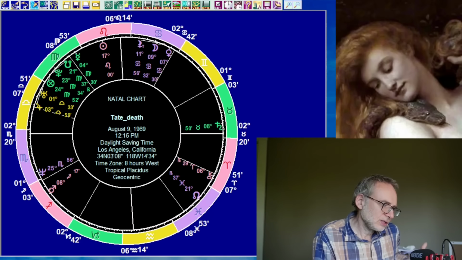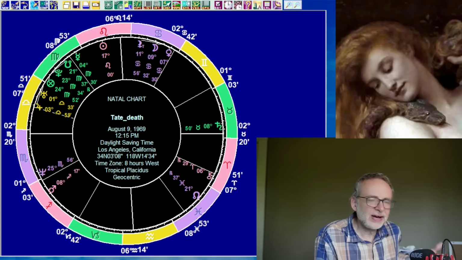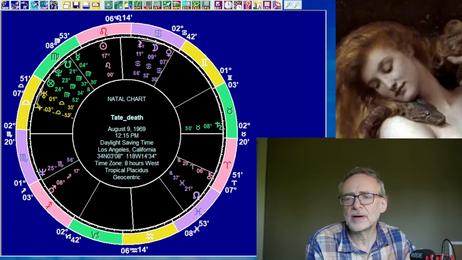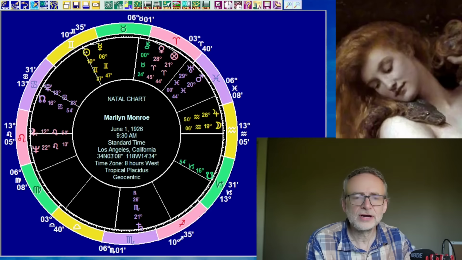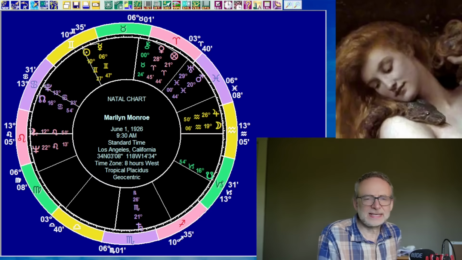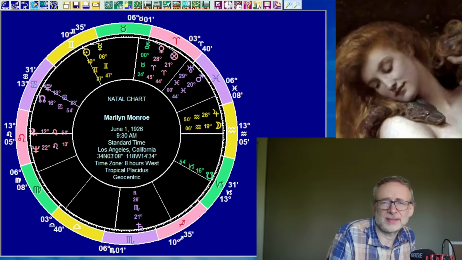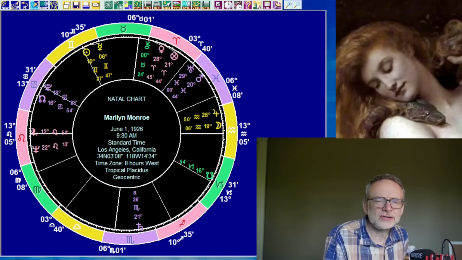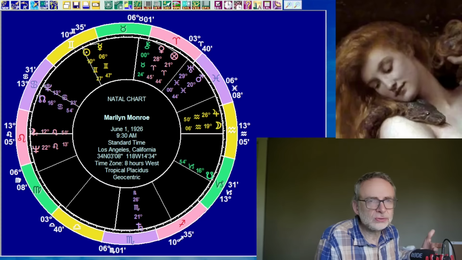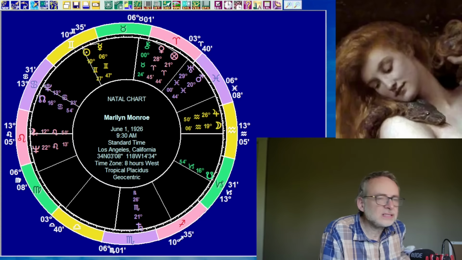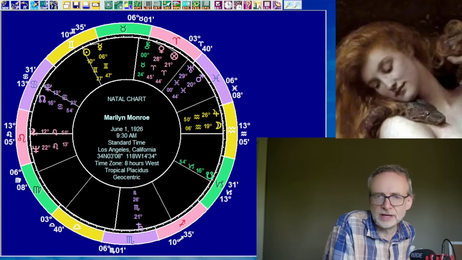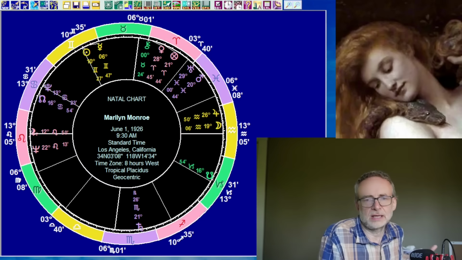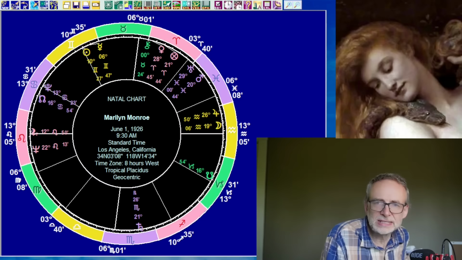And the final iconic figure is Marilyn Monroe. Marilyn Monroe has Lilith exactly rising, true Lilith, exactly on her ascendant. You can read all sorts of things into this. Maybe this is the true nature of Lilith, the positive nature of Lilith, that she was perhaps able to be an individual, to be a trendsetter.